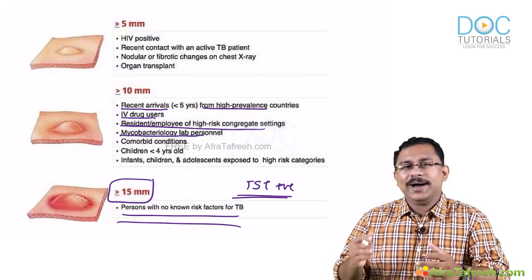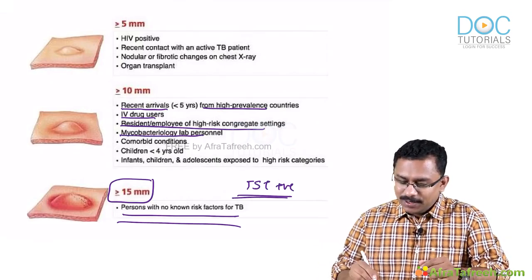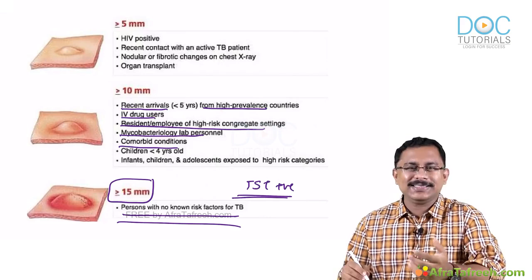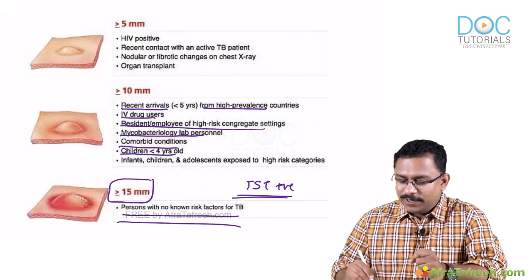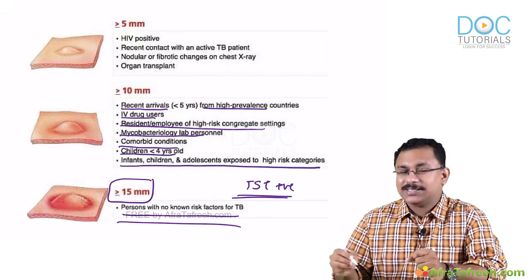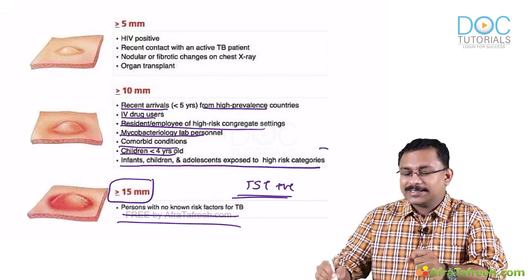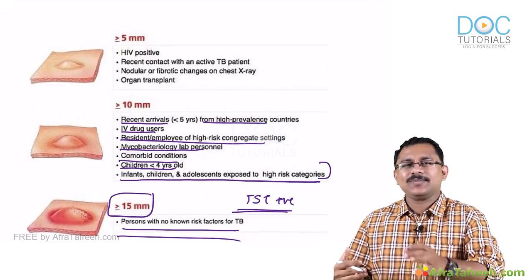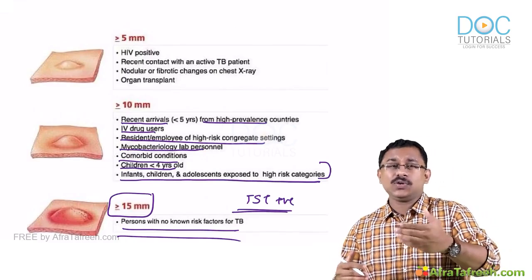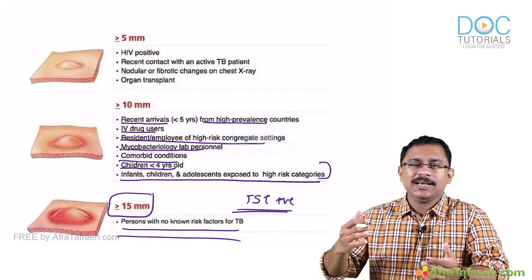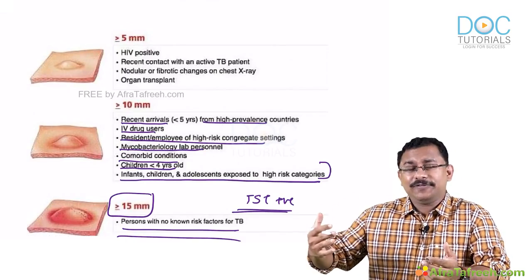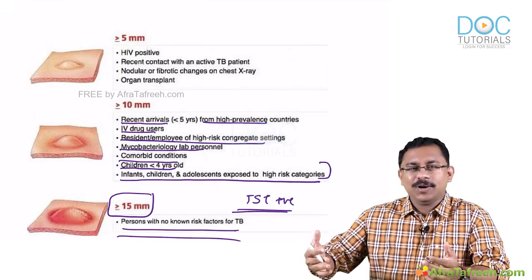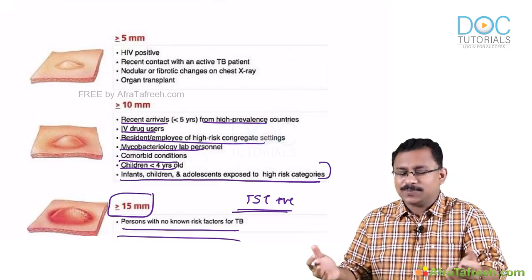If it is a mycobacteriology lab personnel, comorbid conditions like a chronic disease, like chronic kidney disease, children less than 4 years of age, and infants, children and adolescents exposed to high risk categories. So if somebody is in a high risk category for developing TB infection, in that scenario also above 10 is positive, because sometimes his relative, maybe his father, might be an open case of tuberculosis. In such a case, above 10 millimeter is positive.